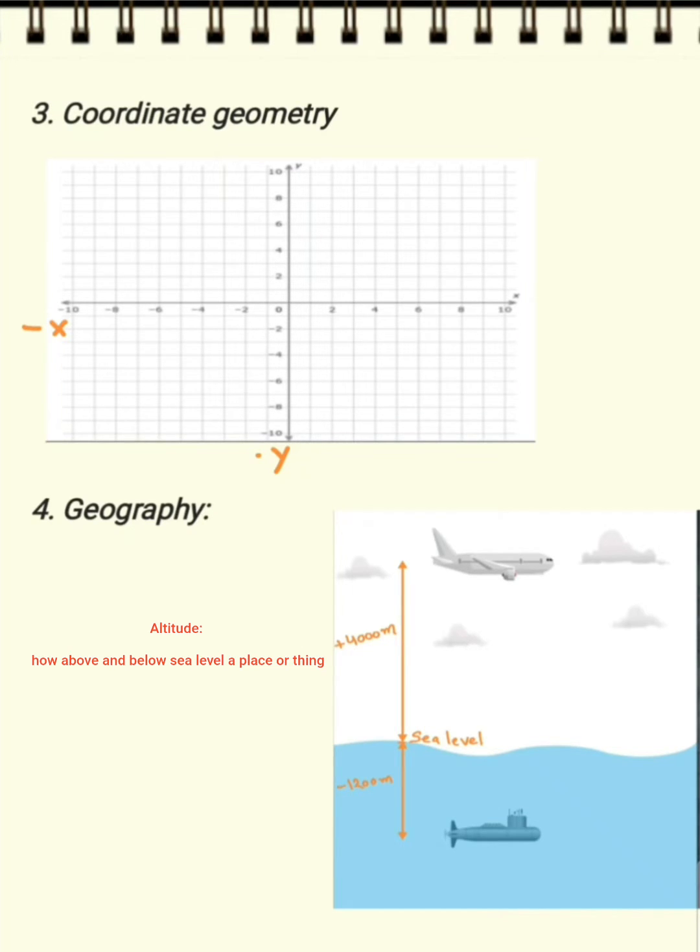Like Mount Everest is almost 29,029 feet above sea level. So see in this picture, this is sea level and this submarine is 1200 meters down from sea level. So we have represented this with a negative sign. Similarly, this aeroplane is 4000 meters above sea level. So we have represented this with a positive sign.